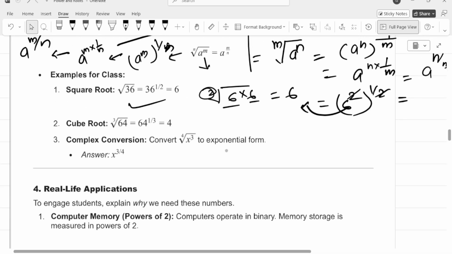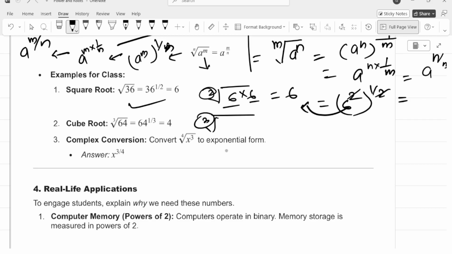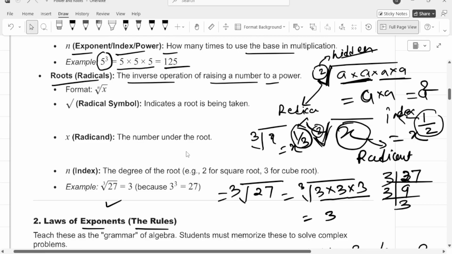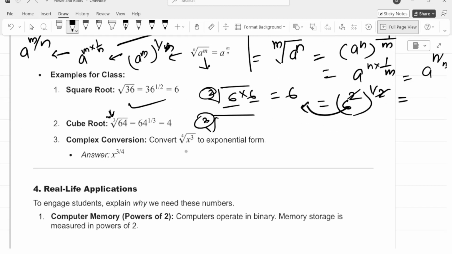Here 64, here 3. I already told you, if it is other than 2, they also mention the numbers. Here you can see that for any index except 2, they properly mention it. For example, here 2 is hidden; sometimes the index 2 is hidden, but other than 2 they are properly mentioned, like here cube root of 64, you can clearly see the index is mentioned.